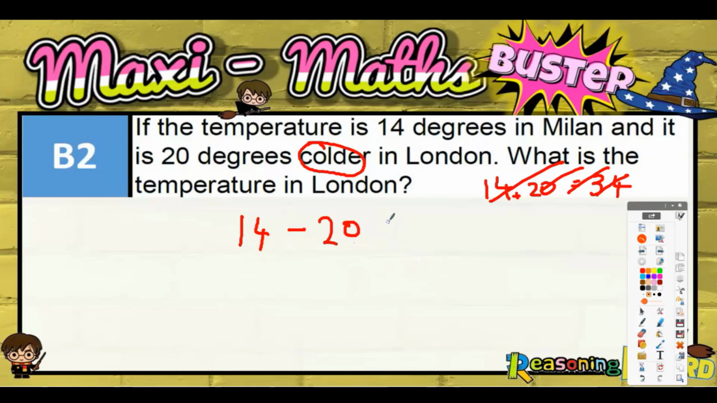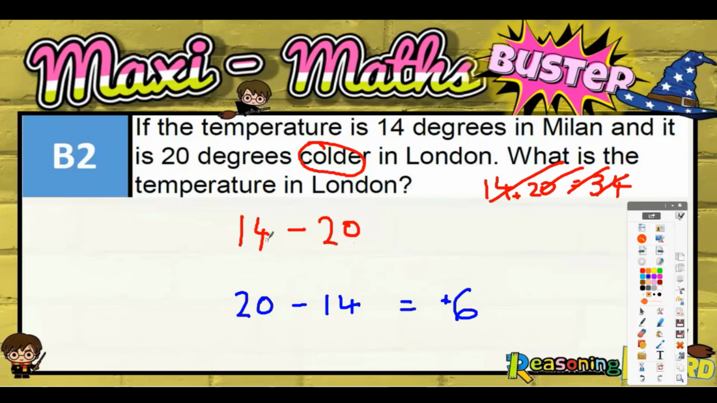Now, there's a little trick that you can do here. You won't always have a number line, so you won't always be able to count it. And if the numbers are bigger as well, you wouldn't want to be counting it. You want a little trick to fall back on. So if you flip it round and do 20 minus 14, you would get 6. And that's obviously positive 6. Okay? 20 minus 14 is 6, which is the same as positive 6.